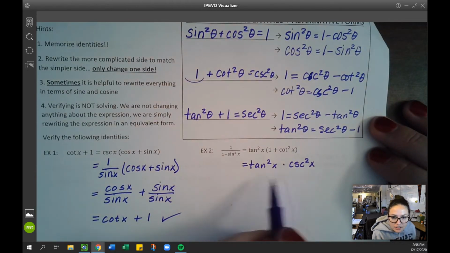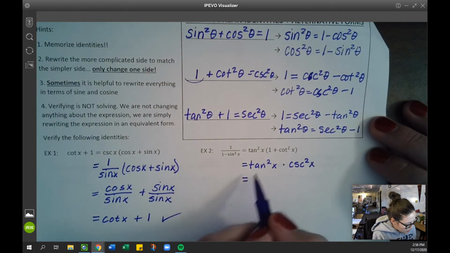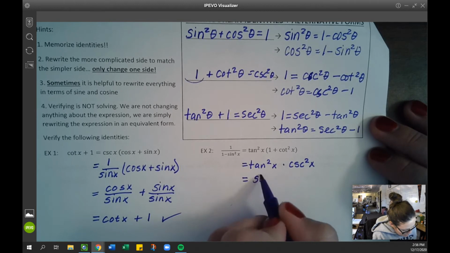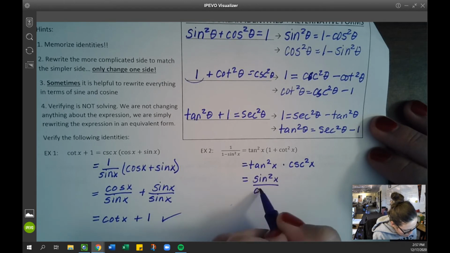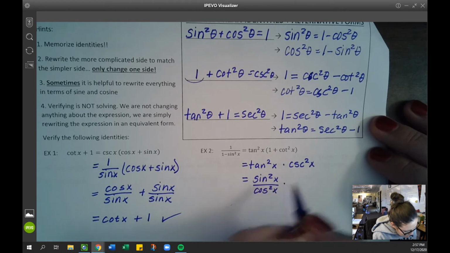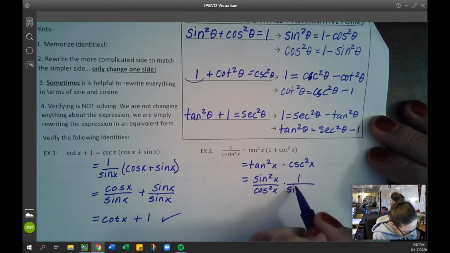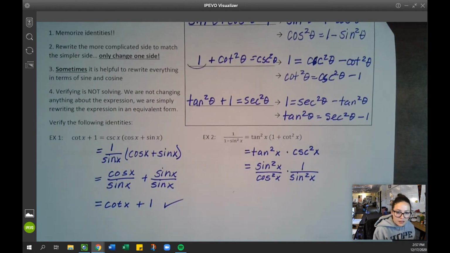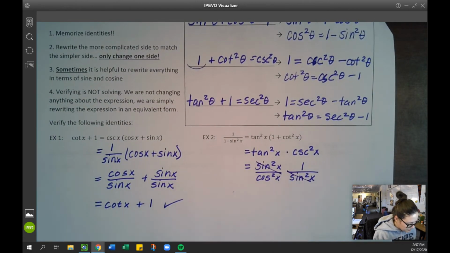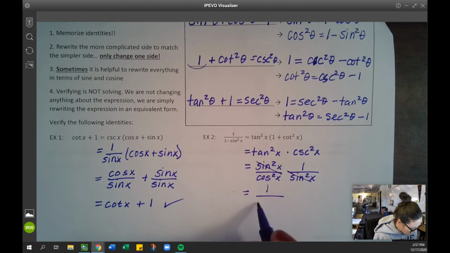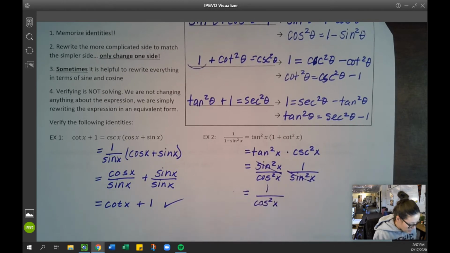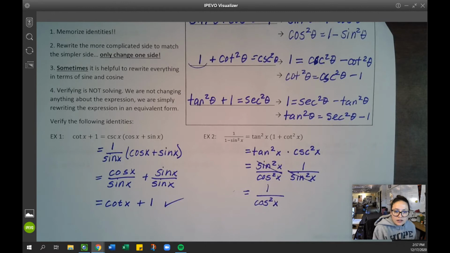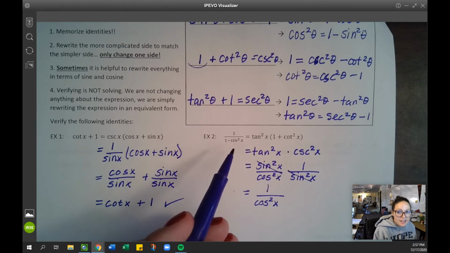Now I'm going to turn these into sines and cosines. So tangent squared is sine squared over cosine squared. Cosecant squared is 1 over sine squared. Now these are going to cancel out, and I'm left with 1 over cosine squared x. Okay, so it seems like I'm almost there. Are these the same? Yes, they are.